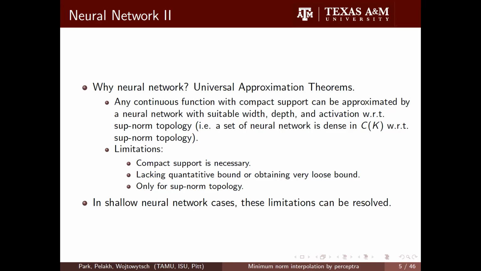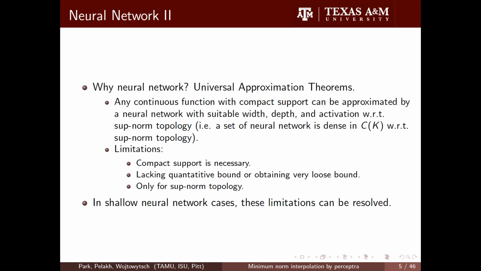There are variant versions of these universal approximation theorems depending on the conditions, as I just mentioned, but most of them have the same limitations. Compact support is necessary, which you can infer from the fact that uniform convergence is required. And they often lack a quantitative bound. What I mean is that we know it approximates and converges, but we don't know the exact rate of convergence, or if there is a rate, it's not a very tight bound. And mostly they focus on the sup norm topology.